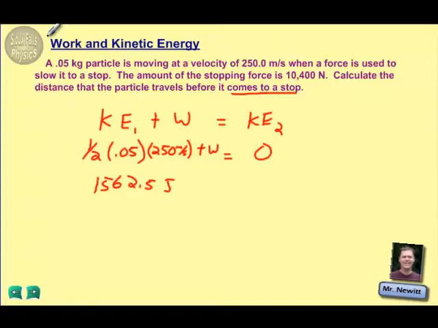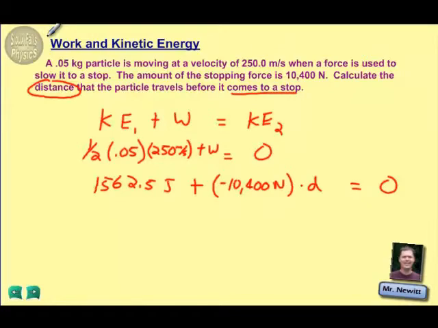Now, the work that we're going to introduce here is going to be equal to the stopping force times that distance. Remember, we are trying to figure out the distance that it takes to stop this thing. So the stopping force they told us was 10,400 newtons. Now this is where we're going to introduce our negative, because that force is working against the kinetic energy. It's working against the movement of the particle. So I multiply that force times the distance that it takes. That's where I'm getting my work from. And again, this is all set equal to 0, because this thing is coming to a stop at the end, so it has no kinetic energy at the end.